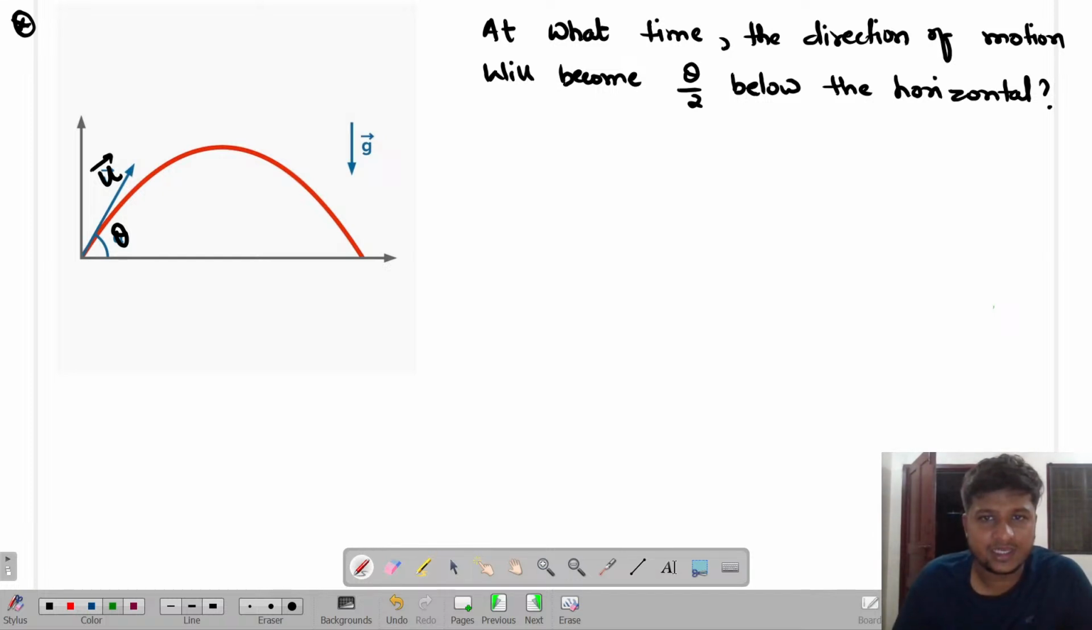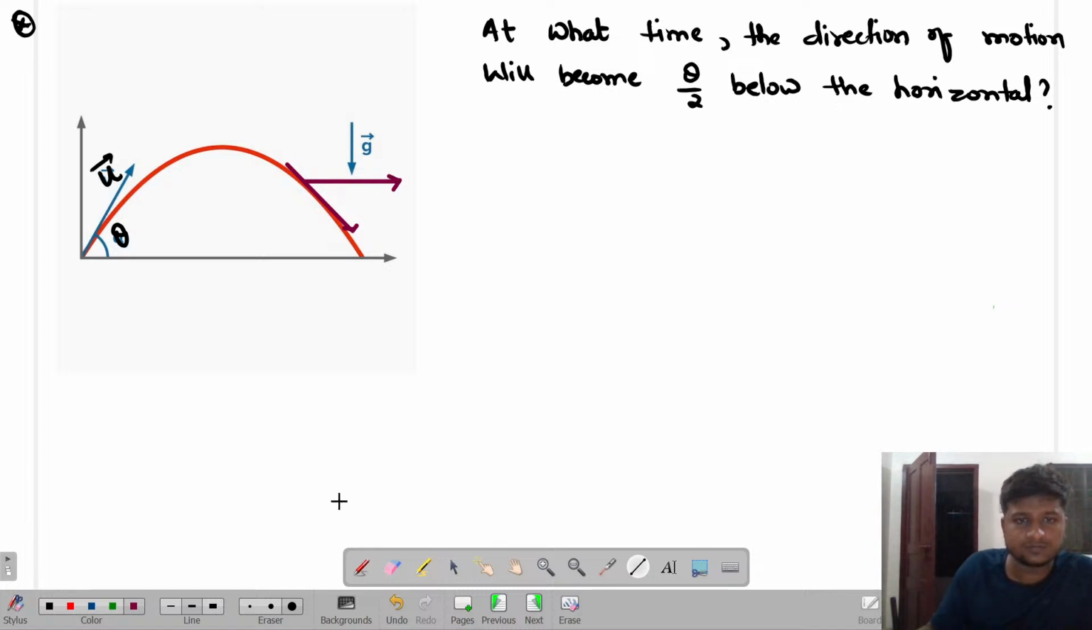चलो ये क्वेश्चन बताओ, बोल रहा है कि at what time the direction of motion will become theta/2 below the horizontal. Theta/2 below horizontal, 90% of the people think theta by 2 below horizontal means over here. No, below horizontal means anywhere in this region. Horizontal means this line. And if it wants to become below horizontal, that means somewhere over here. The velocity of particle will suddenly become, this is horizontal direction, then this becomes theta/2.